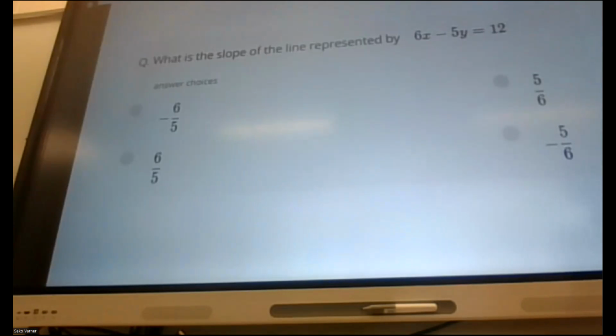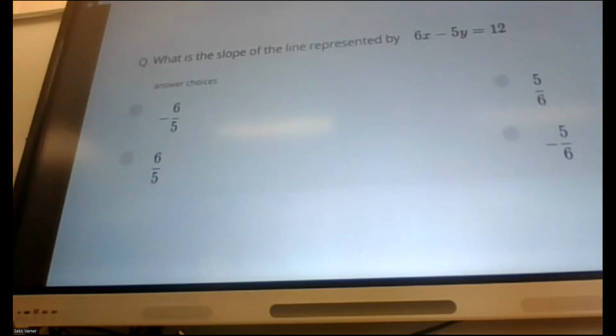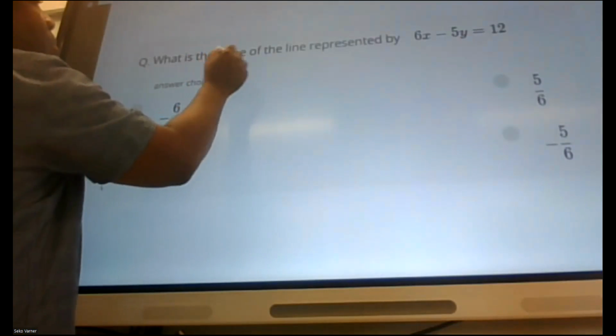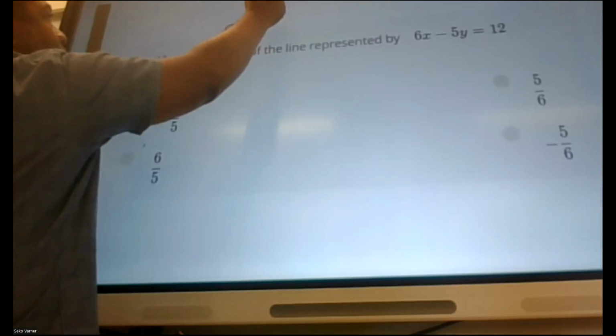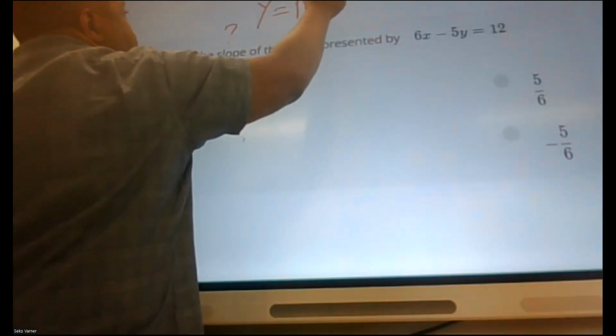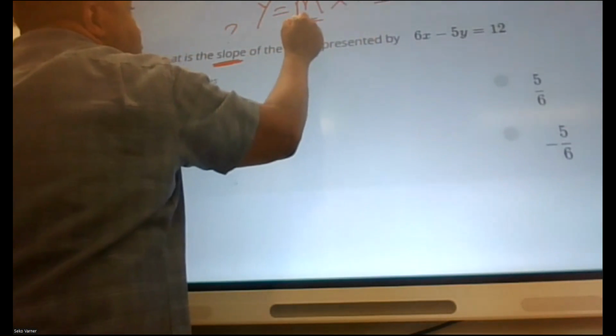What is the slope of the line represented by 6x minus 5y equals 12? Let's do it the long way. We're looking for the slope. What is the slope? The slope is m, right?